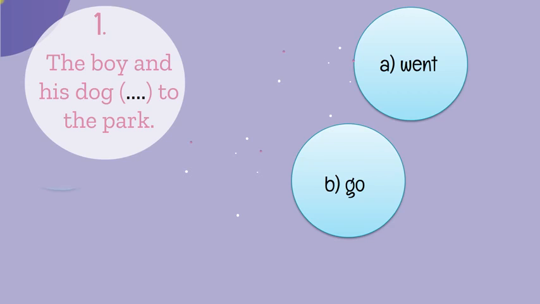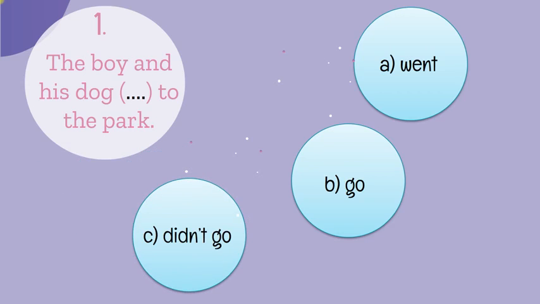Number 1. The boy and his dog, A. went, B. go, C. didn't go to the park. A. Went. Well done.